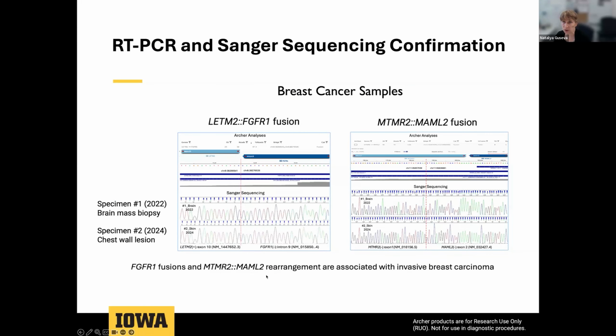Another interesting example of confirmation we had was in a breast cancer case. We had 2 specimens from the same person, which we received over time. One was in 2022 and another in 2024. One was from a brain mass biopsy and another was from a chest wall lesion. We could detect the same mutation in both specimens. One of them was an FGFR1 fusion with a non-classical breakpoint in the intron. It was identical for both specimens. We also found a second fusion in both specimens, and both of these fusion rearrangements are associated with invasive breast carcinoma. So it was quite exciting that we could do it in one run.